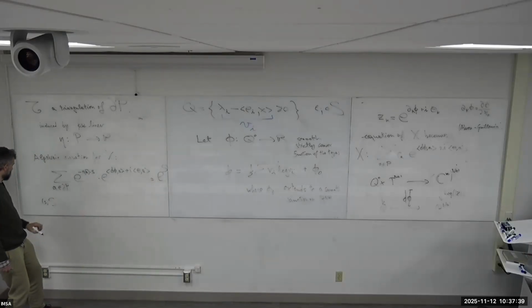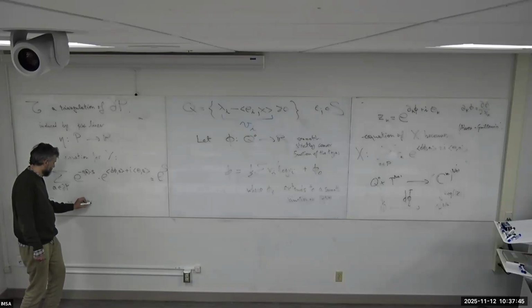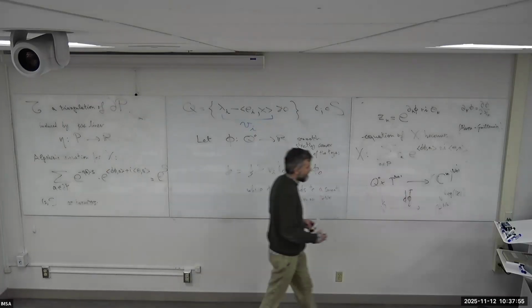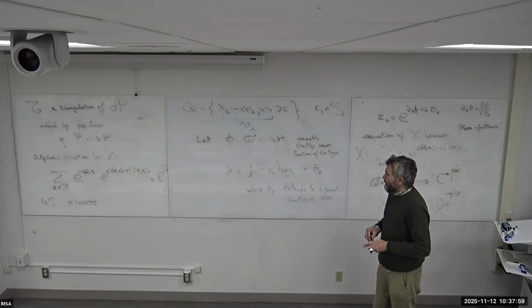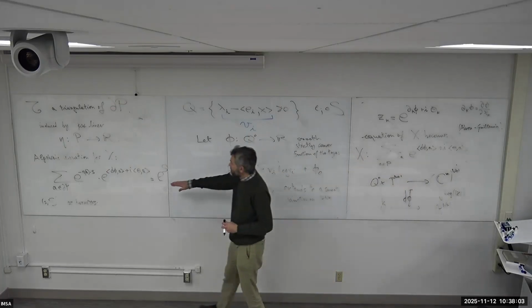Little s and big S are parameters which we need to take big enough. So we have to think of these as big parameters. Okay, that would be the algebraic equation.